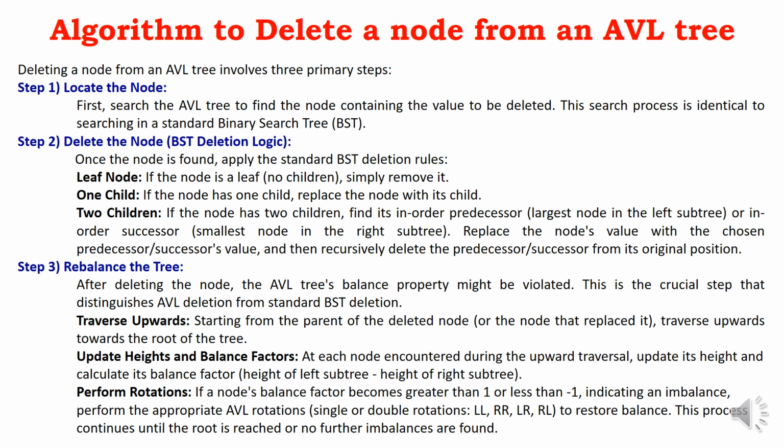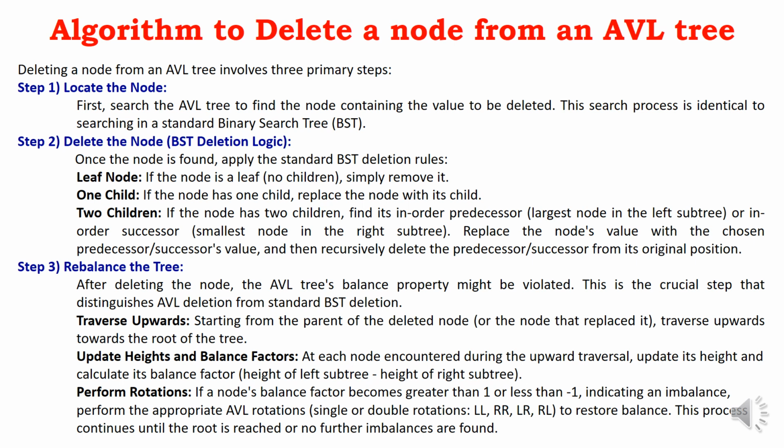Second step, deleting the node. Once the node is found, apply standard binary search tree deletion rules. If the node is a leaf node, simply remove it. If the node has only one child, replace the node with its child and delete the child. If the node has two children, find its in-order predecessor or in-order successor. Replace the node's value with either the predecessor or successor and then remove the predecessor or successor from its original position.